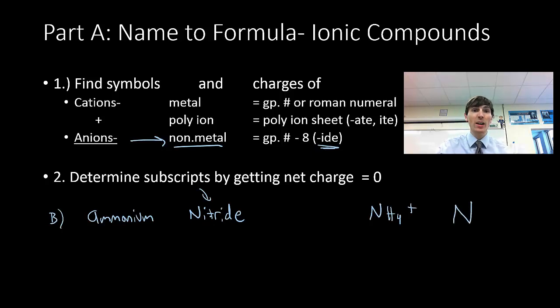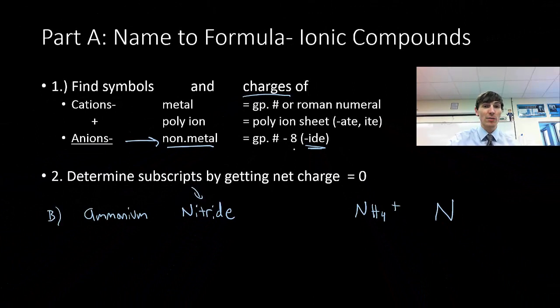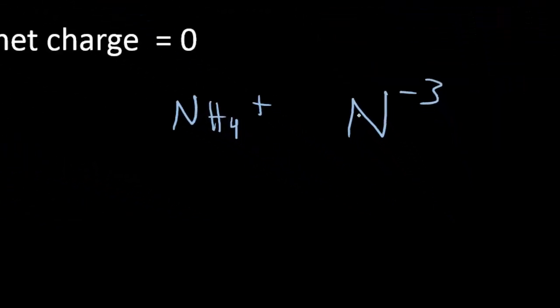I need to write the symbol, and I also need the charge of nitrogen. And to find the charge of nitrogen, I'm just going to look at the group number and subtract 8. So nitrogen is in group 5. Subtract 8, I get -3. That just tells me nitrogen needs 3 electrons to get an octet. Okay, so -3 charge. So we want to get these ions together and make a compound, and I look at the charges, and I notice that nitrogen has 3 times the charge. So 1 ammonium is not going to be enough. I'm going to need 3 of them.